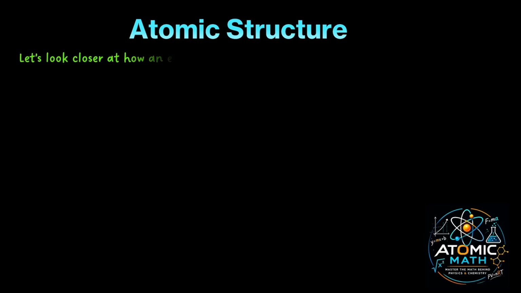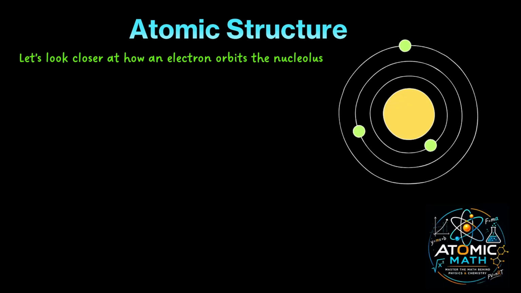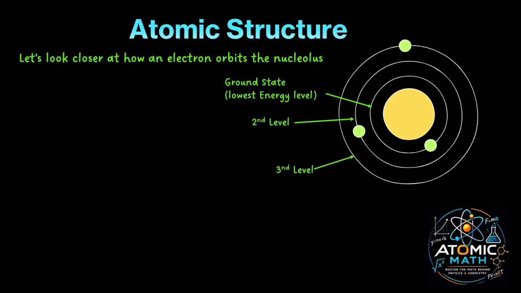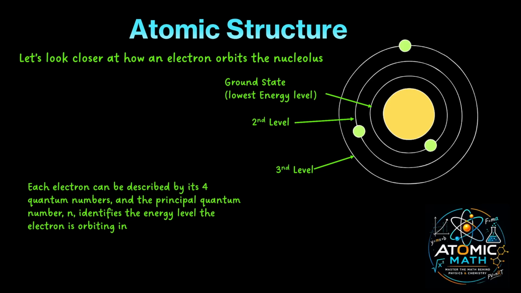Okay, so let's look a little further at how electrons orbit the nucleus. This example here is sort of the Bohr model, and it is not a very good representation of the way it's actually happening, but it's good for helping us understand the different energy levels. The first level, the one closest to the nucleus, is called the ground state, and it has the lowest energy. The next one up is your second level, which has a little more energy, then your third level, which has even more energy, and it keeps going. Each electron can be described by its 4 quantum numbers, and the principal quantum number, n, defines the energy level the electron is orbiting in. For example, in the ground state, n is 1. On the second level, n is 2, etc.